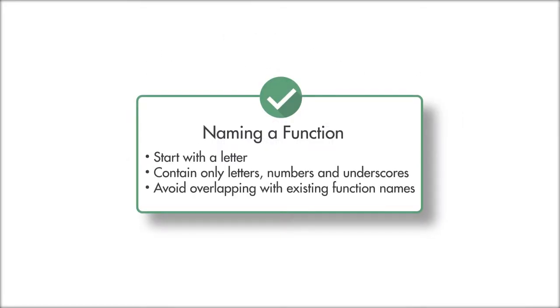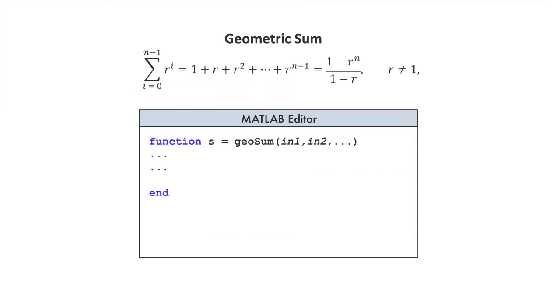Function names follow the same conventions as the naming of MATLAB variables and should not overlap with existing function names. Let's call ours geosum. To complete the declaration, we'll provide the list of input variables needed to compute a geometric sum: the common ratio, r, and the number of terms to sum, n.